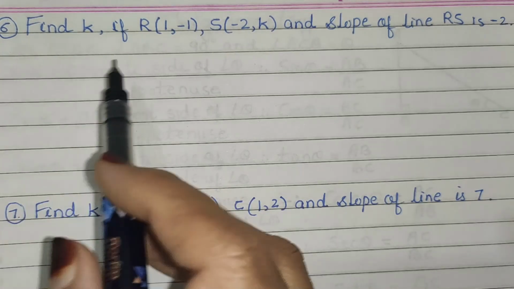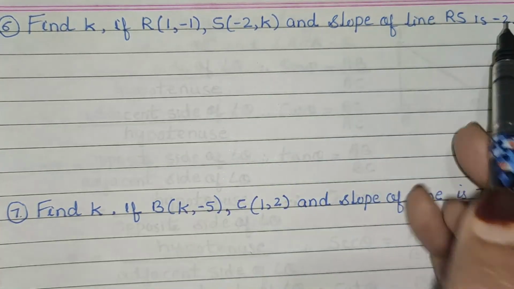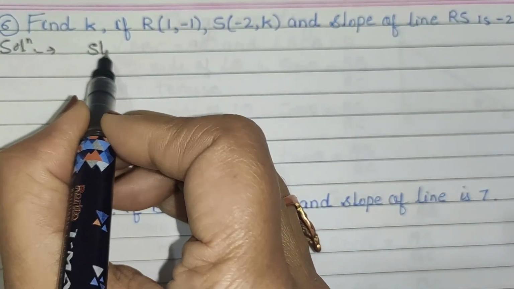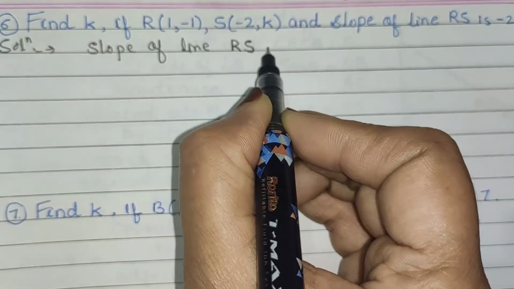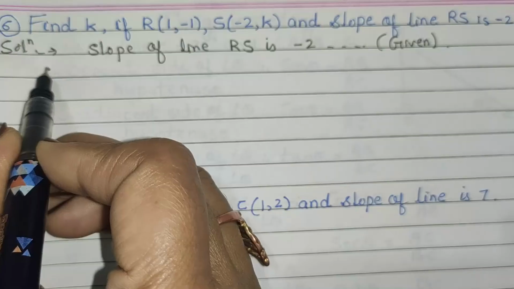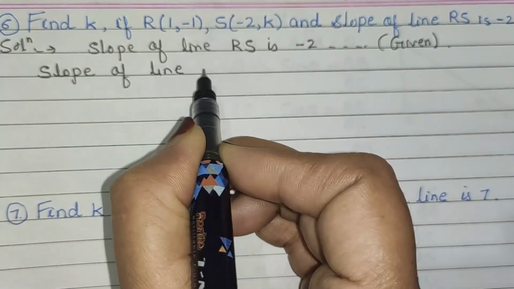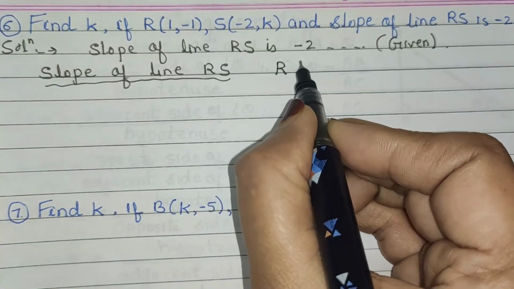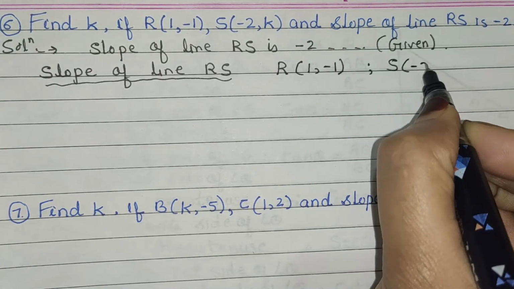Now next question is find k if R, S coordinates are given here and slope of line RS is minus 2. It is given. Write down the answer here. Slope of line RS is minus 2. For slope of line RS, write down the coordinates of point R (1, -1) and coordinates of point S (-2, k).